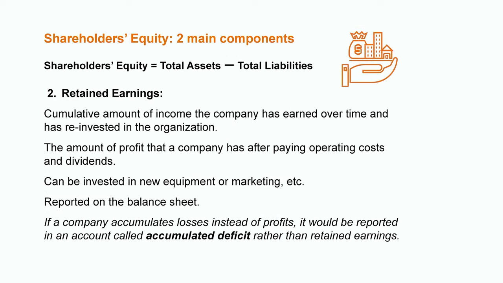The second component of shareholders' equity is made up of the cumulative amount of income the company has earned over time and is reinvested into the organization. This is known as retained earnings. Retained earnings are the amount of profit that a company has left over after paying out all of its operating costs and dividends. The amount remaining represents the balance that can be reinvested into the company for things like new equipment and marketing. The retained earnings account accumulates these earnings over time and reports them on the balance sheet. In the event that a company is accumulating losses instead of profits, this would be reported in an account called accumulated deficit rather than retained earnings.